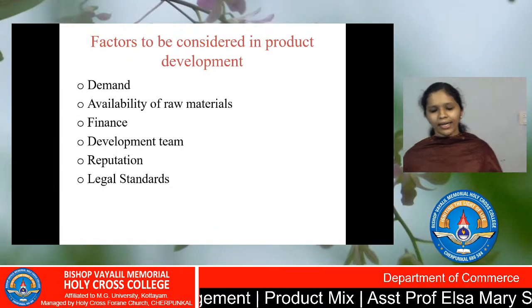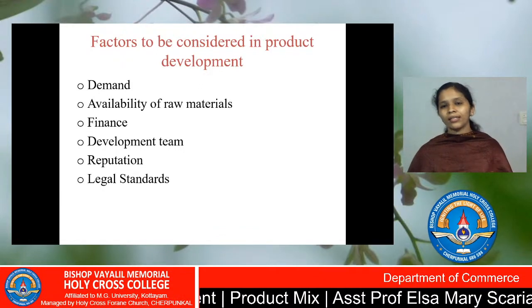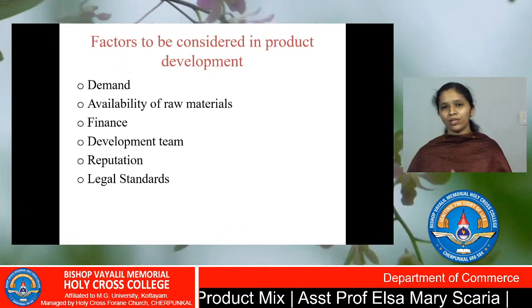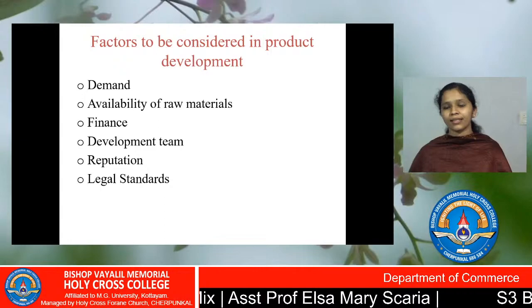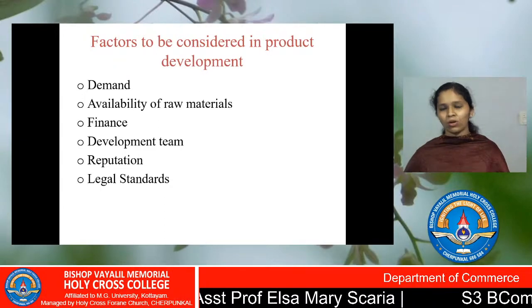Then the next one, reputation. We all know that innovation or introducing new products in the market automatically increases the reputation of the firm or automatically increases the reputation of the image in the mind of customers.